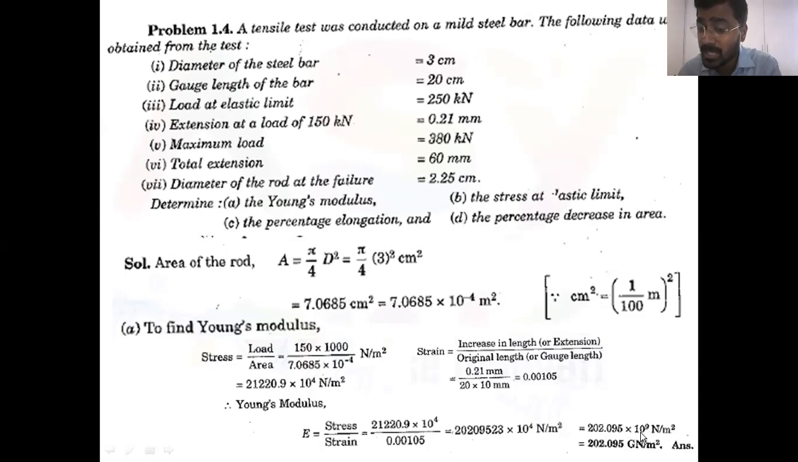Why have I written this? Because I know 10 to the power 9 is equal to giga. So I can write 202.095 giga Newton per meter square. So this one was our first one, Young's modulus.